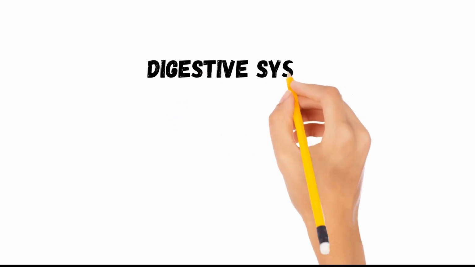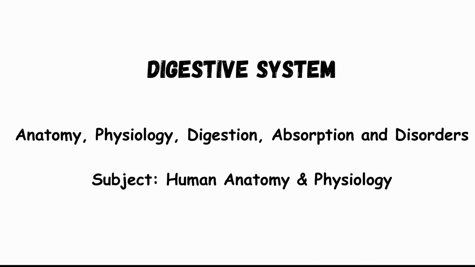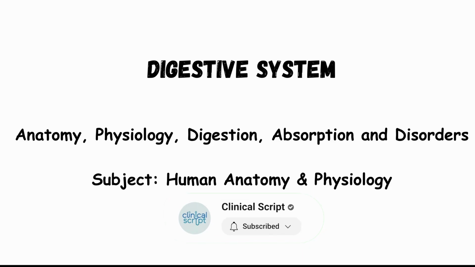Good day, everyone. Today we will discuss the digestive system, which is one of the most important physiological systems in the human body. The digestive system plays a crucial role in breaking down the food we eat into smaller molecules, which can then be absorbed and used by the body for energy, growth, and repair.